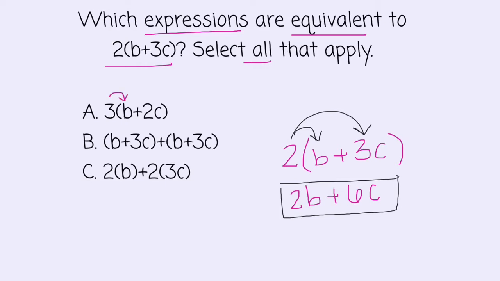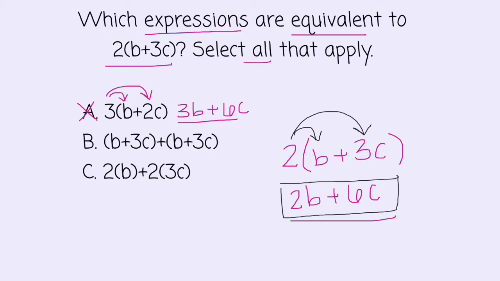So for A, we are going to distribute the 3 to the b and the 3 to the 2c. So that will result in 3b plus 6c, which is not the same as the expression that we got in our problem. So A is not the answer. Now let's take a look at B.